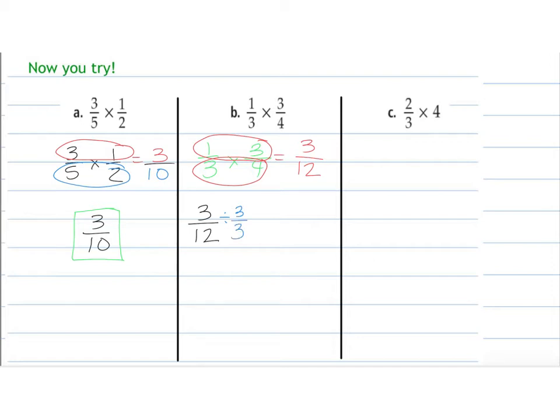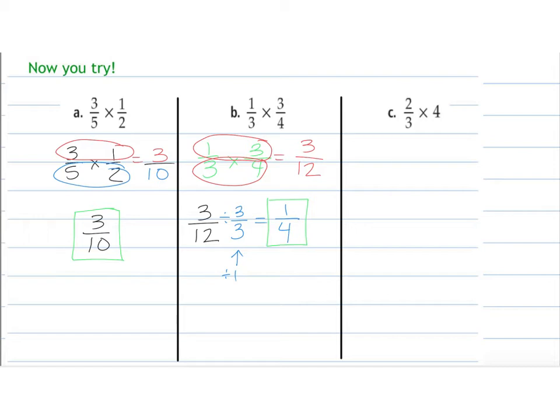Notice how I'm not saying I'm dividing by 3. I'm dividing each by 3, because if I divide by 1, nothing changes. The value doesn't change. I'm just simplifying my fraction. So 3 divided by 3 is 1. 12 divided by 3 is 4. So I know that 3/12 is the same as 1/4. 1/3 of 3/4 is 1/4.